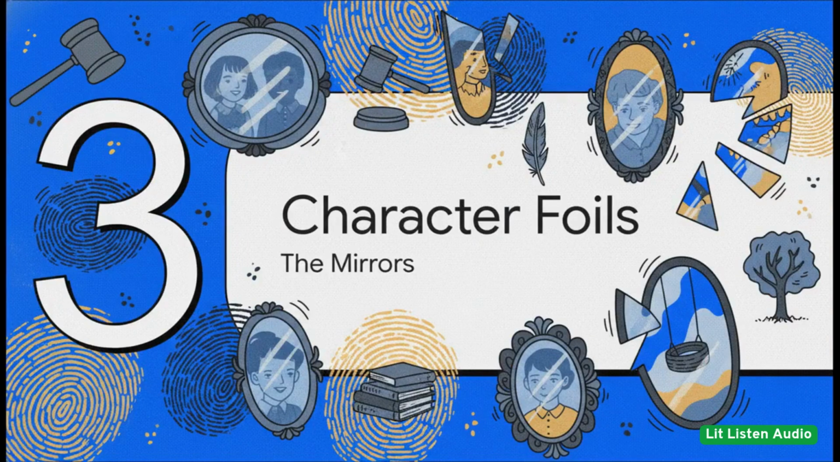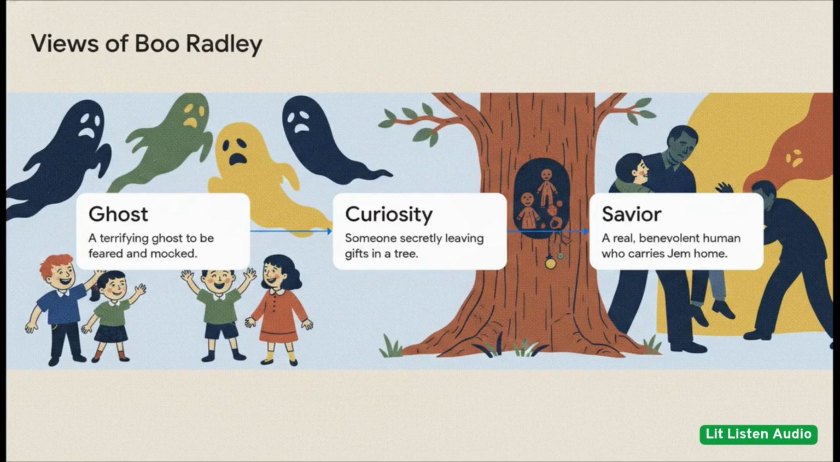All right, let's shift to Section 3, the mirrors, character foils. A fantastic way to analyze the children's coming of age is by looking at how the supporting characters act as literal mirrors for their moral development. Let's map out the kids' evolving view of Boo Radley, because it serves as a visual yardstick for their maturity.